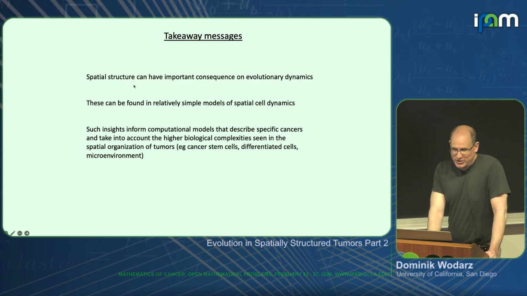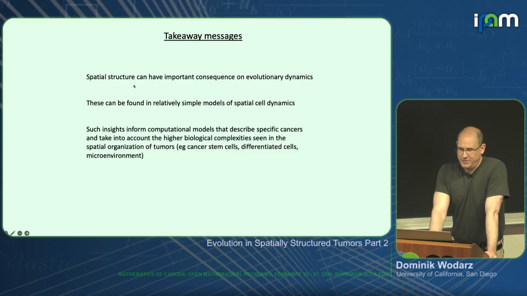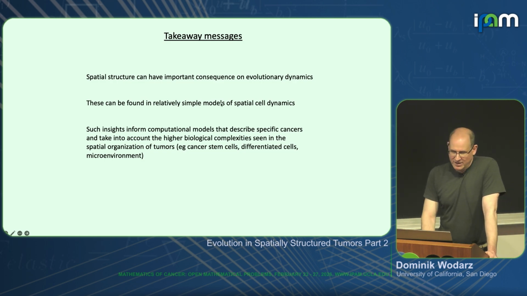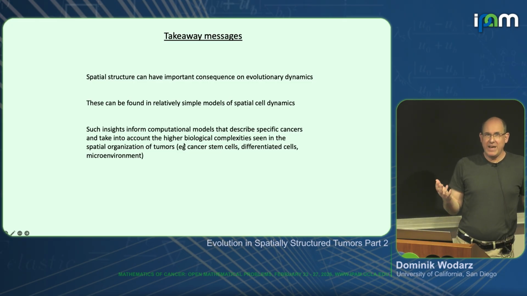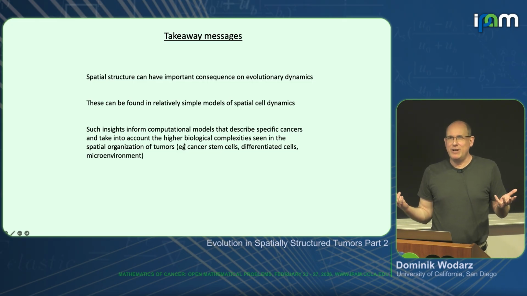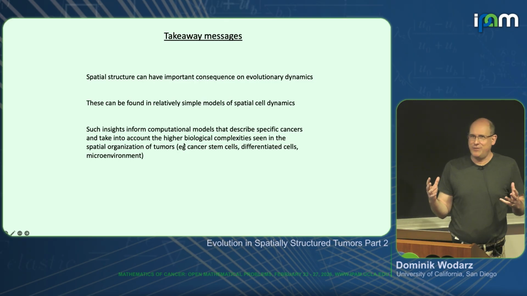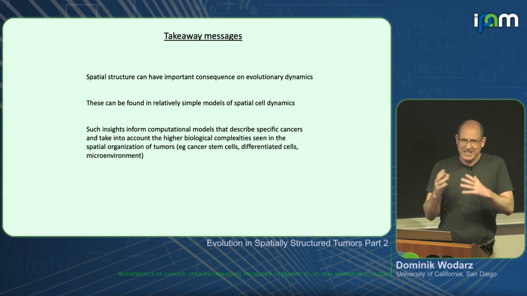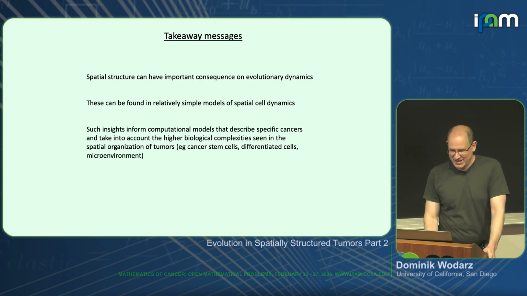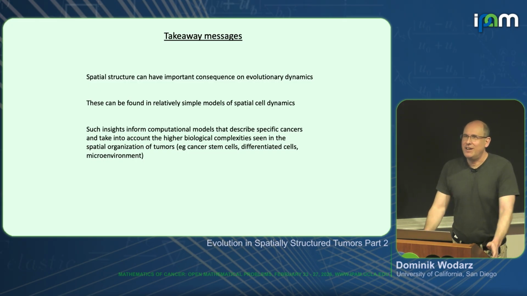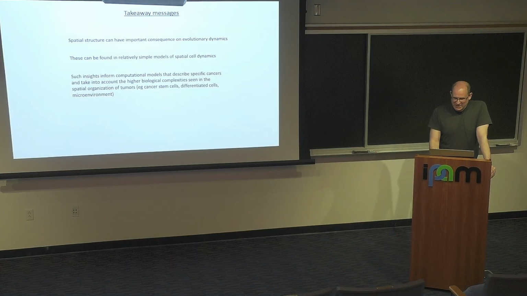So with that, I want to wrap up. What is important is that spatial structure can really have important consequences on evolutionary dynamics. And this can be found in relatively simple models of spatial dynamics that I explored here. All of this can form a basis, which still applies when you look at tumor cells that have all sorts of other complexities, cell-cell interactions, microenvironmental interactions, and so on. But this is very interesting, very basic stuff that should carry forward and that should inform our thinking of cancer evolution, because cancer is an inherently spatial process.